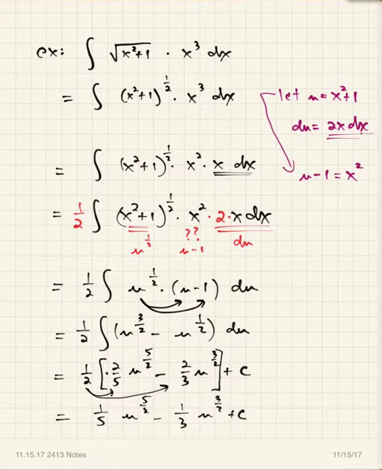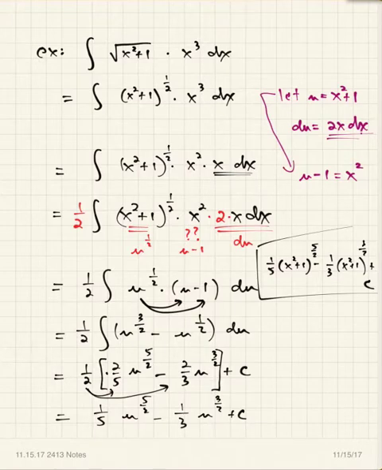Plus our arbitrary constant. And so this ends up giving us 1/5 times (x squared plus 1) to the 5/2, where u was x squared plus 1, minus 1/3 times (x squared plus 1) to the 3/2, plus a constant. And there's my antiderivative. All right, so we've worked through a problem like that. We've got some good problems here that we've worked through. This has worked out well.